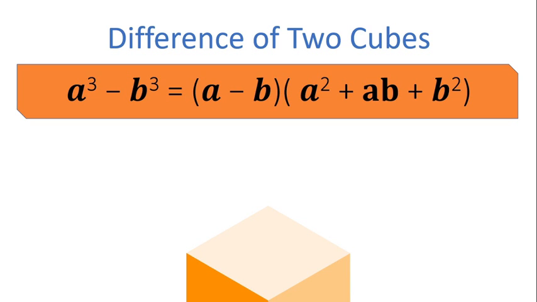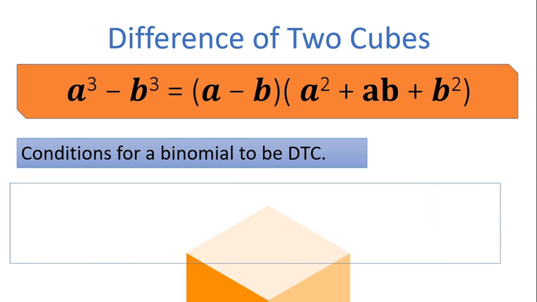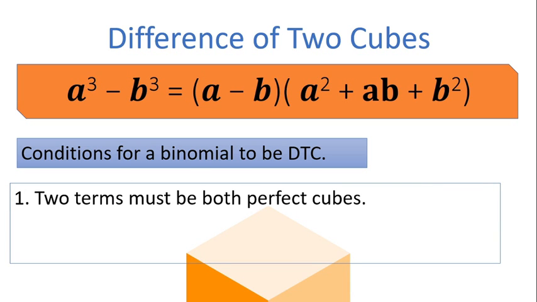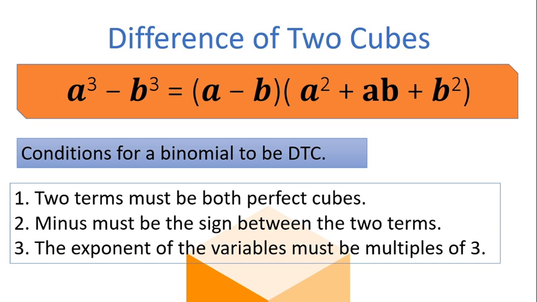So the pattern or the rule for the difference of two cubes is a cube minus b cube is equal to the quantity of a minus b times the quantity of a squared plus ab plus b squared. There are conditions for a binomial to be a difference of two cubes. The first one is the two terms must be both perfect cubes. Number 2, minus must be the sign between the two terms. And 3, the exponent of the variables must be multiples of 3.